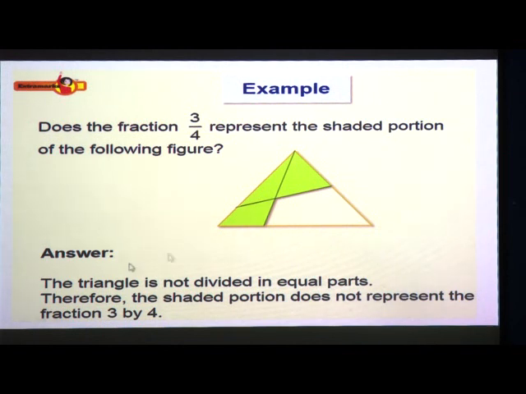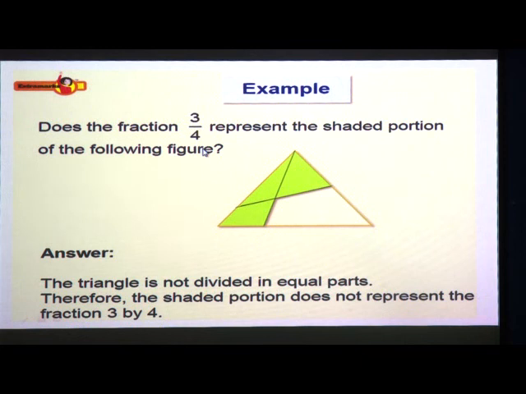Does the fraction 3 by 4 represent the shaded portion of the following figure? Now, you can see this is a triangle. This triangle has been divided into 4 parts, that is 1, 2, 3 and 4. According to the fraction we can say 3 by 4, but is it really so?